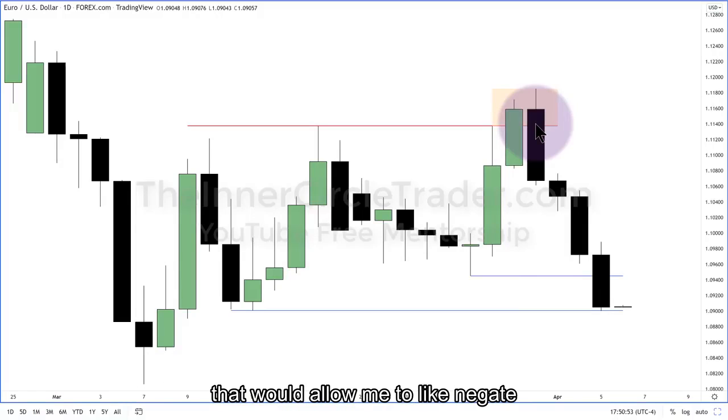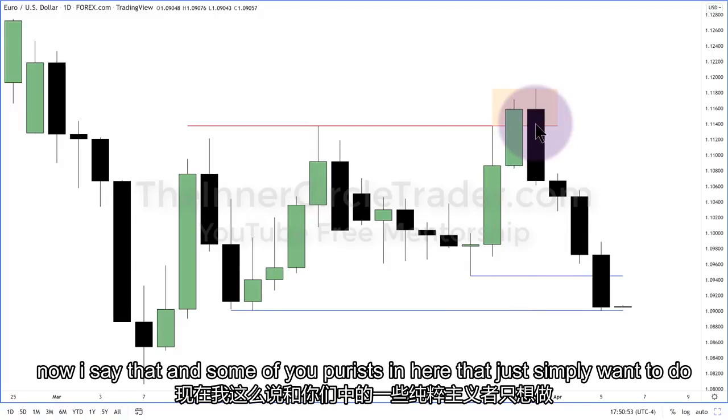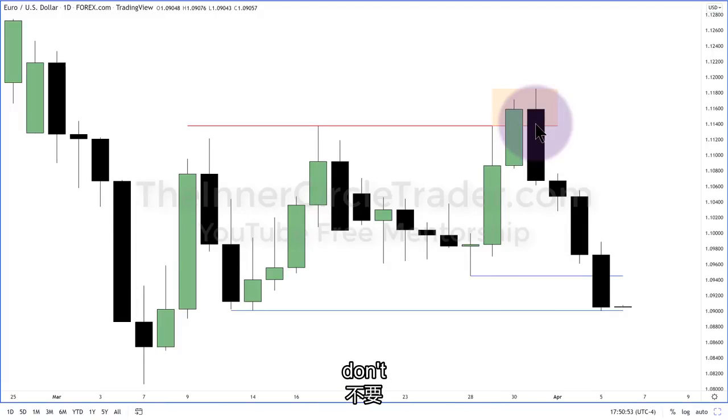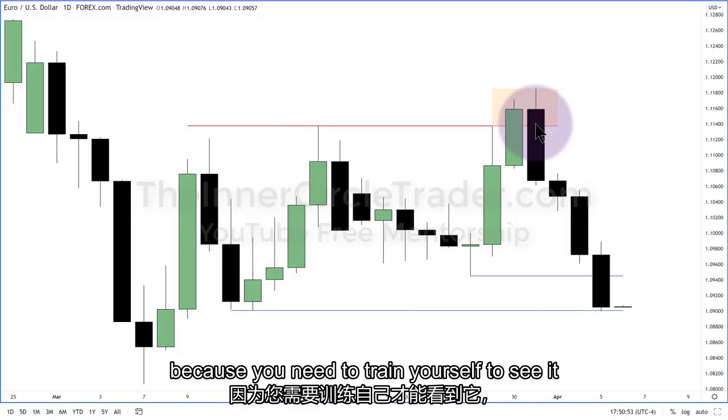If I see something that would allow me to negate the whole premise that I went into the market with and either reverse or move to the sidelines, I want that clarity. Now I say that, and some of you purists in here that simply want to do everything I say and hang on every one of my words, don't avoid or don't try to do it without having the annotations, like having levels drawn on your chart, because you need to train yourself to see it.